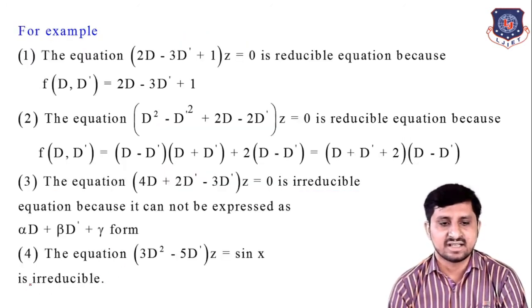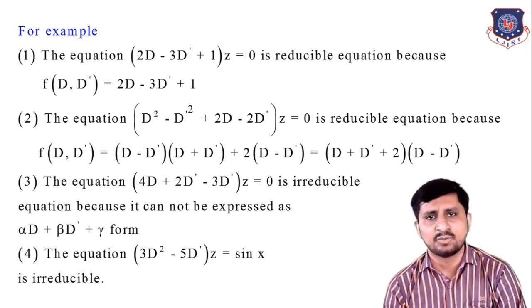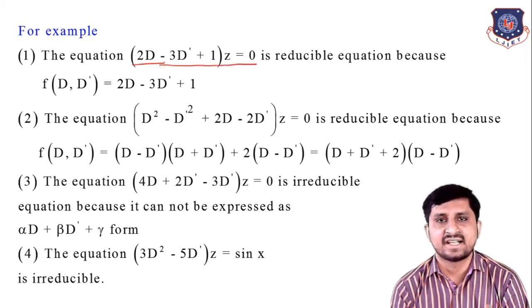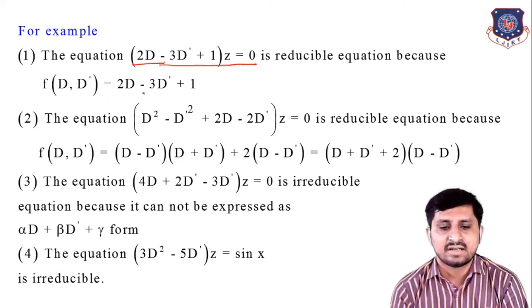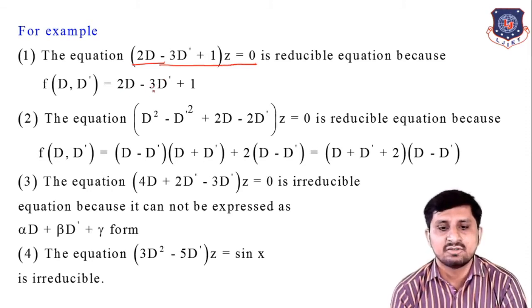Okay, so these are the methods. Let's try to understand some examples. See, 2D minus 3D dash plus 1 into z is equal to 0. So definitely f of D, D dash is 2D minus 3D dash plus 1, right? Definitely this is not homogeneous because the last term is a constant. But this is a reducible operator because alpha is equal to 2, beta is equal to 3, and gamma is a constant, gamma is 1.